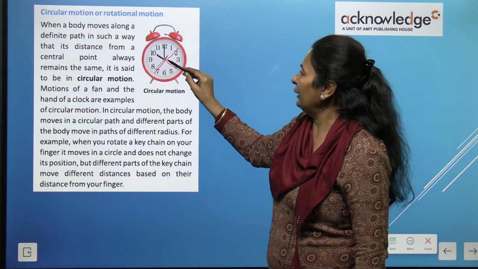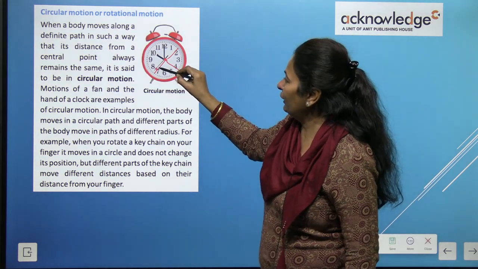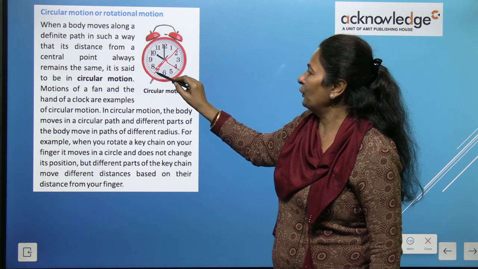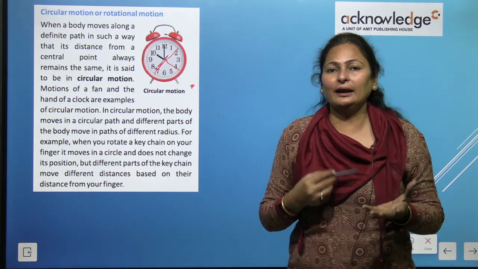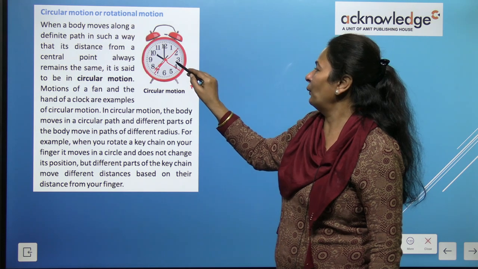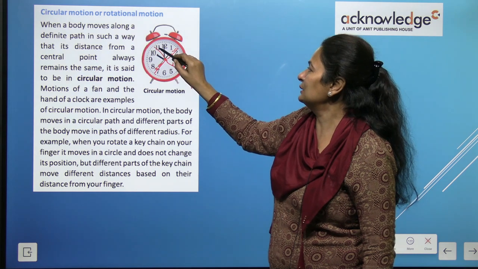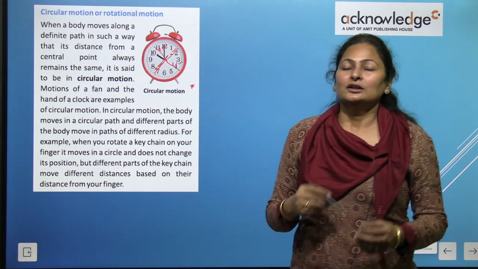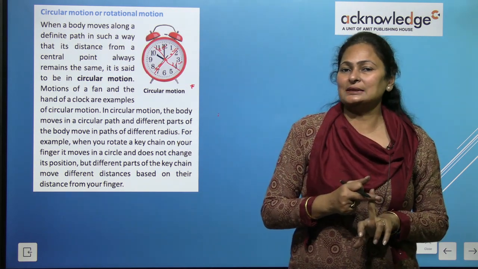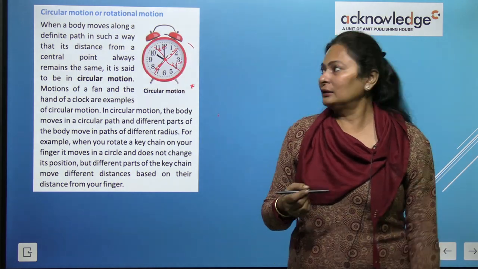Like I am drawing it, the distance is, let's say, 2 centimeters. A needle is moving from this point to this point. It is again the same distance, 2 centimeters. From here to this point it is 2 centimeters. Again 2 centimeters. From this to this it is 2 centimeters. So from one point to another point the distance remains the same, and it is moving in circular motion.